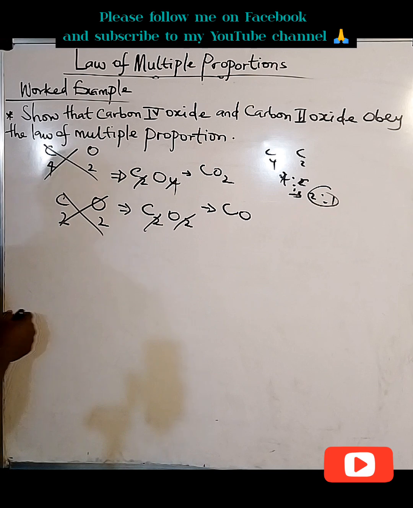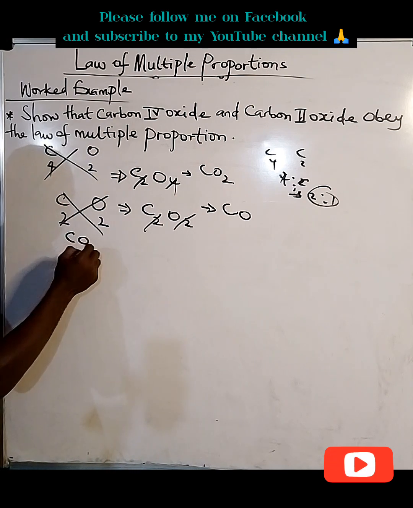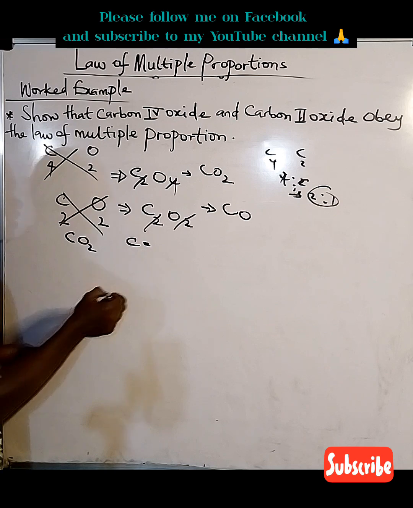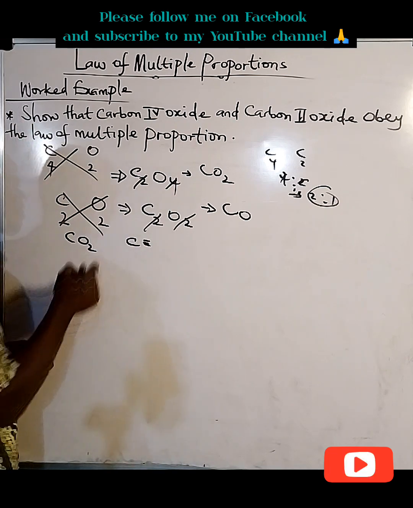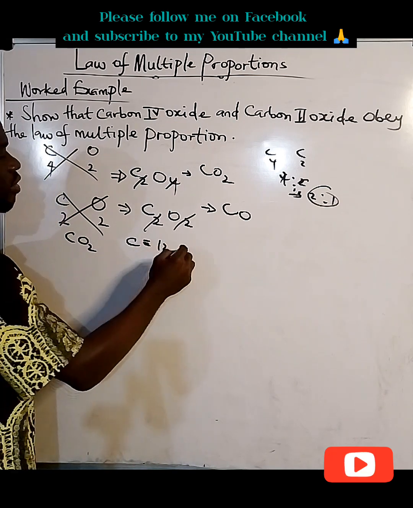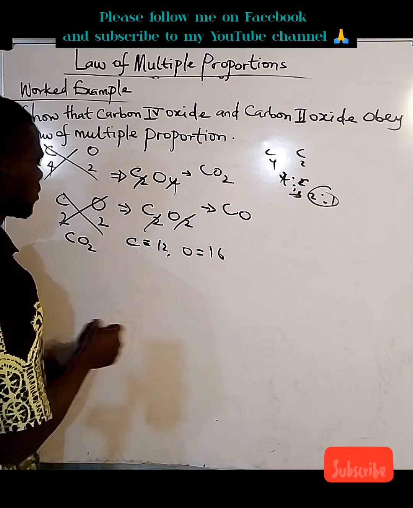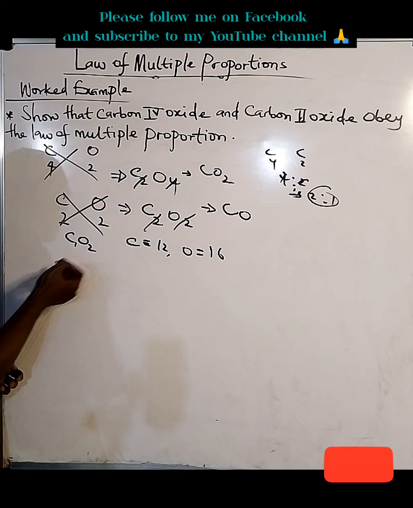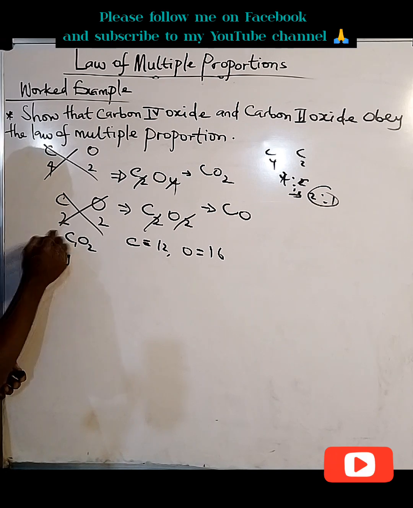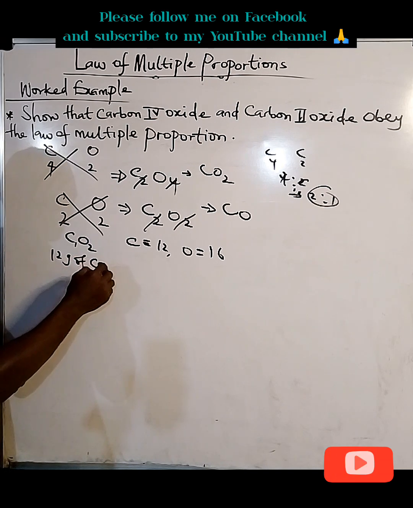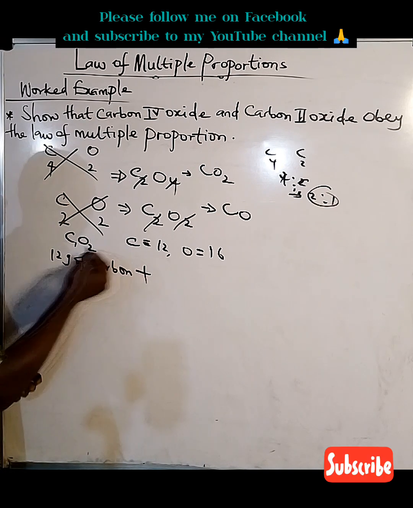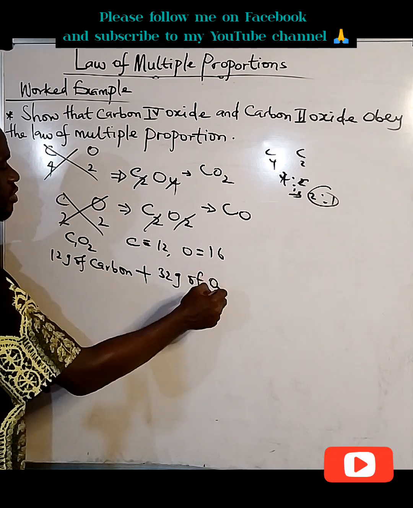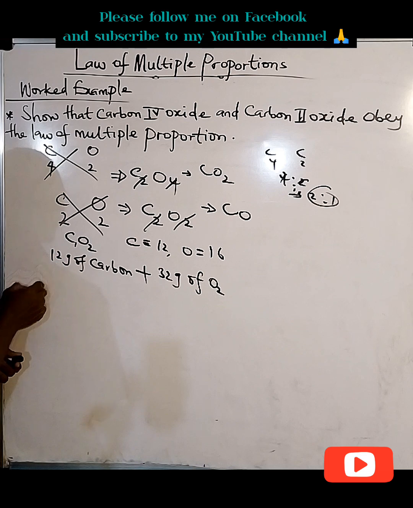When you look at CO2, let's look at the molecular mass of this. The atomic mass of carbon is simply 12. Oxygen is 16. So when you look at CO2, what we really have here is one atom of carbon and two atoms of oxygen. So what we have here is 12 grams of carbon plus 16 times 2, which is 32 grams of oxygen. That's what we have for the CO2.